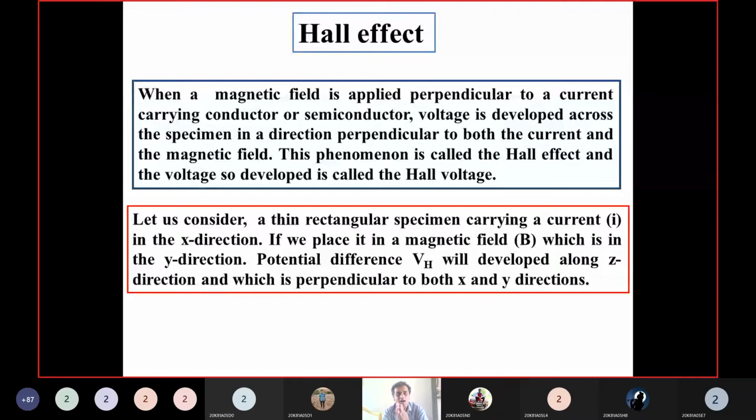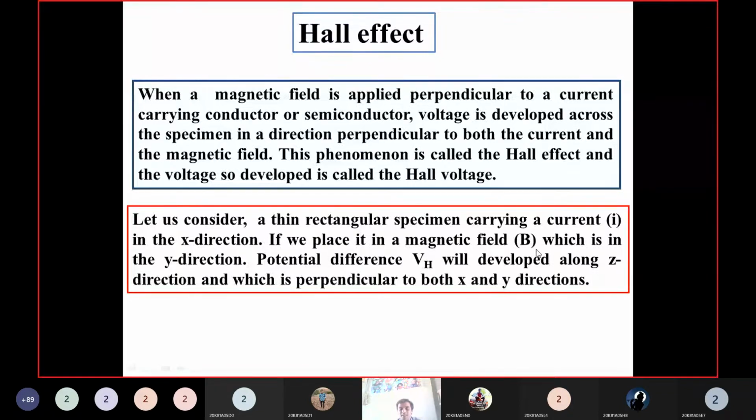For that, let us consider a thin rectangular specimen carrying a current I in the x direction. Current is carried in the x direction. Now we apply the magnetic field B, which is in the y direction.